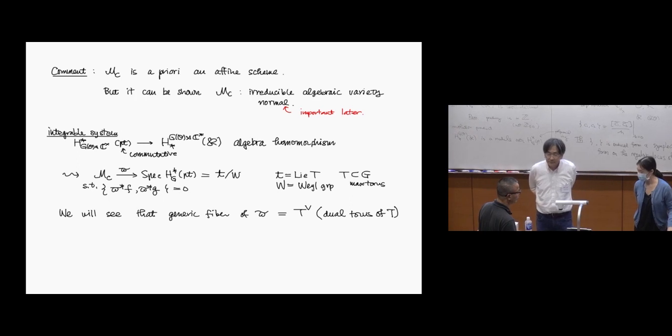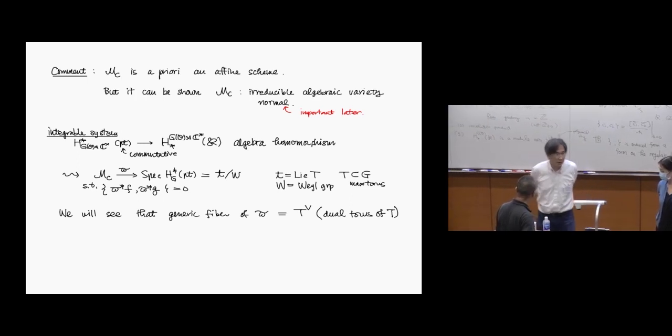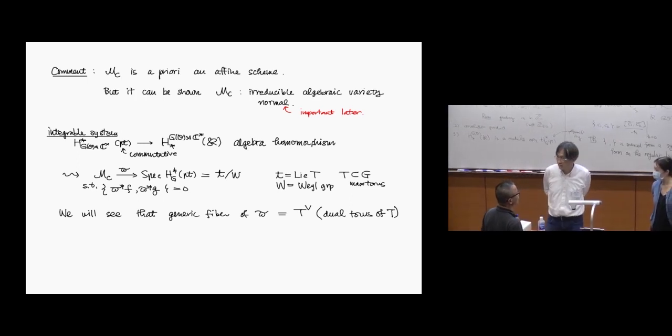It's birational to the cotangent bundle, modulo. But does it contain really a whole copy of the cotangent bundle? That is not known.